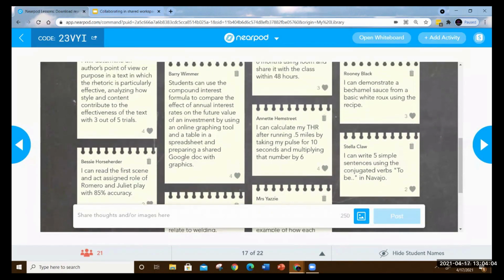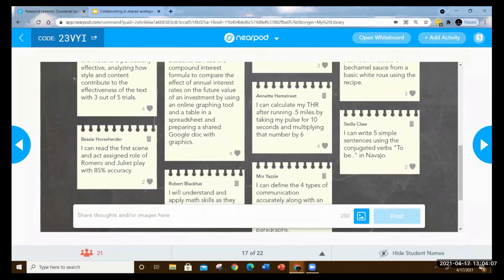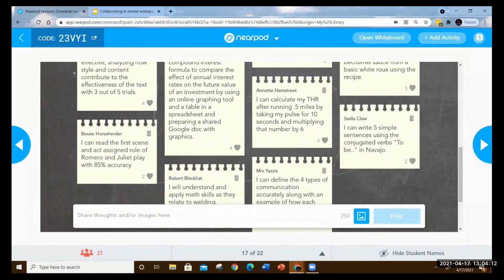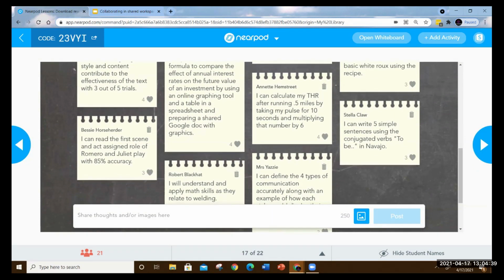Obviously, you're both math teachers, but I wanted to draw my attention to Annette for a second, because she said, "I can calculate my THR after running 0.5 miles by taking my pulse for 10 seconds and multiplying that number by 6." Where is the meaning making? Why do the students need to be able to do that? That's what I want you to incorporate in there, Annette. Why does it matter that they need to be able to calculate their heart rate like that? Right. Okay, so can you incorporate some meaning making? Yes.